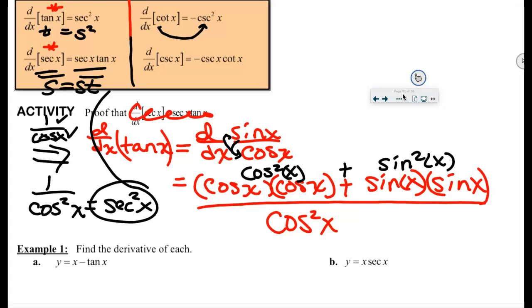So when I say, what's the derivative of tangent? You're going to go, I need the 2 S's, secant squared. When I say, what's the derivative of secant? You're going to say, well, I need another secant and a T. All right, so 2 S's and 1 T.